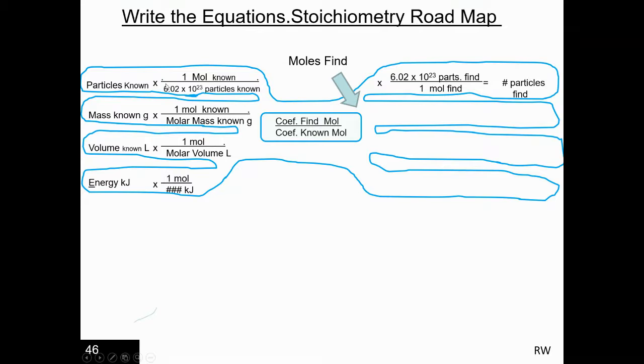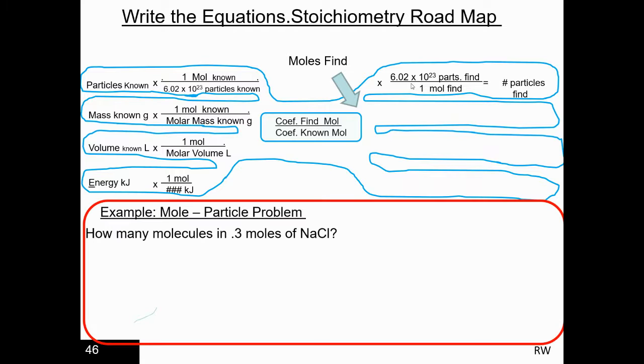Now, take a look again for the pattern. Look at this side. Look at this conversion factor. Look at that conversion factor. See if you can see a pattern. Always look for the patterns. Chemistry is lots of patterns. All right, so let's do an example.